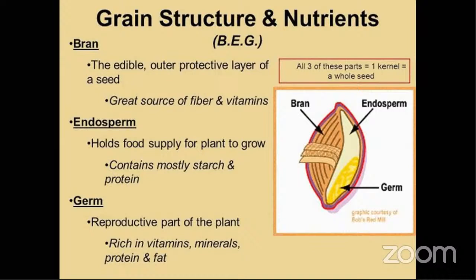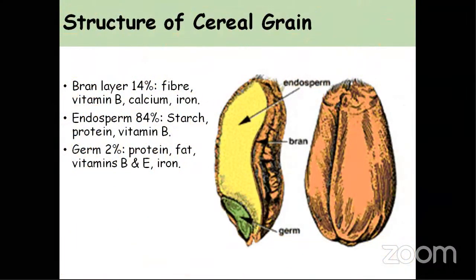So bran is the edible outer protective layer of a seed, and it is a very good source of fiber and vitamins as well as minerals. Then comes the endosperm. It is quite rich in starch and protein. And then is the germ. It is the reproductive part of the plant, and it is rich in vitamins, minerals, proteins, and some healthy fats are also present. Again, the bran layer contributes 14% of the grain. Endosperm contributes 84%, and germ contributes 2%.